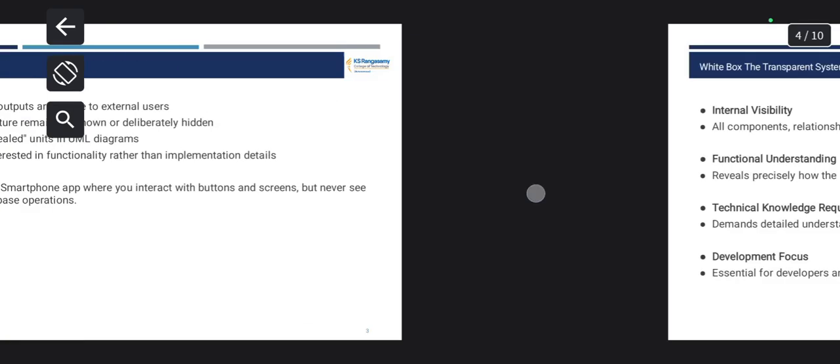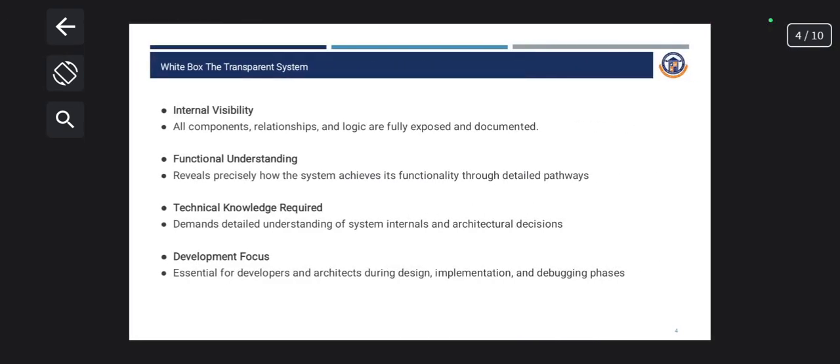The next one is white box. White box is the transparent system. In this view, all components, relationships, and logic are fully visible and documented. So you can see exactly how everything inside the system works. It helps us get a functional understanding of the system, showing precisely how the system achieves its functionality through detailed pathways and connections.